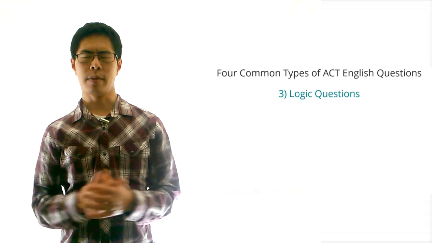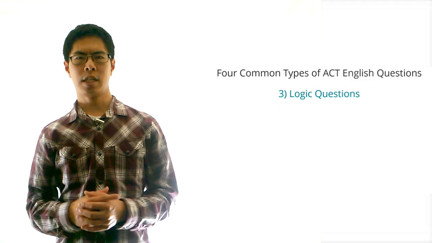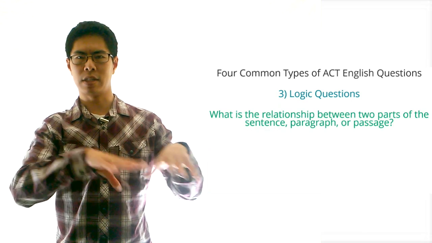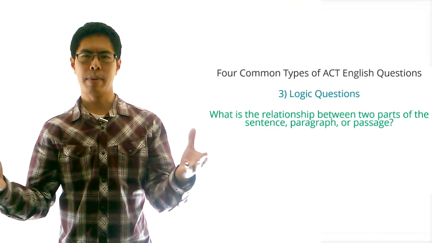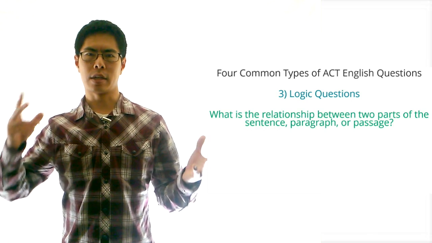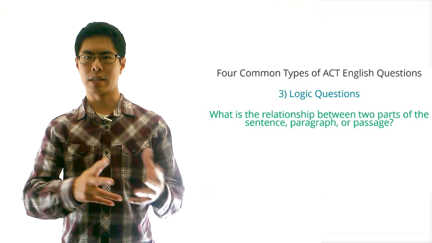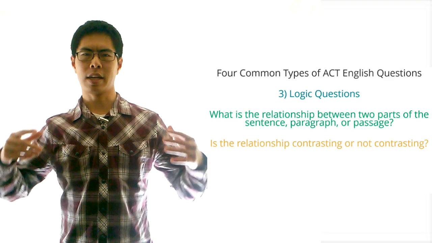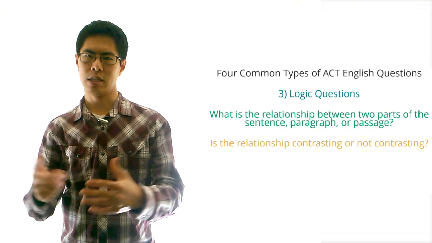Question type number 3, logic questions. For these kinds of questions, we'll need to choose the answer that expresses the correct relationship between 2 parts of a sentence, or paragraph, or passage. We might be asked to pick the correct conjunction, such as but, which expresses contrast, or and, which doesn't express contrast. To do this, we'll need to look at the relationship between the 2 parts of the sentence.